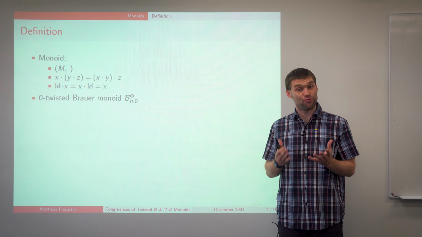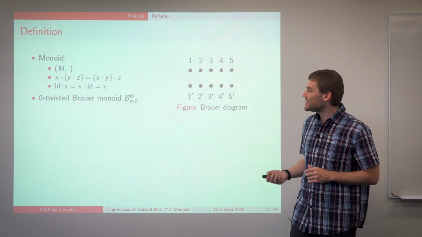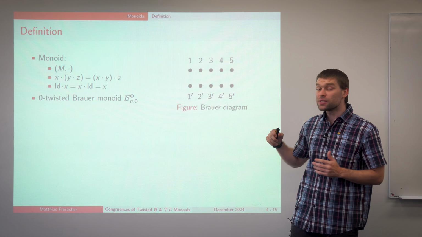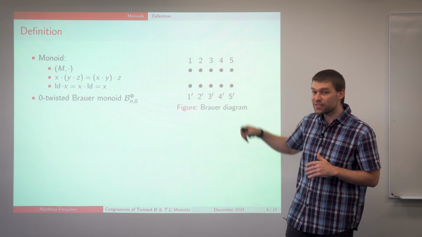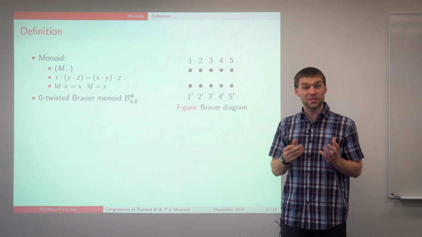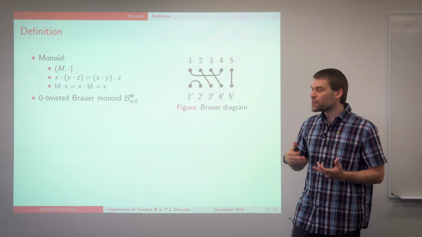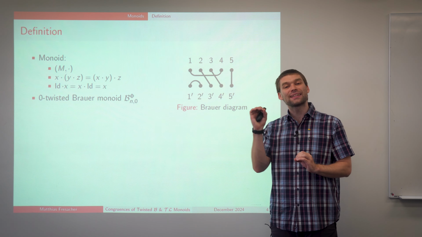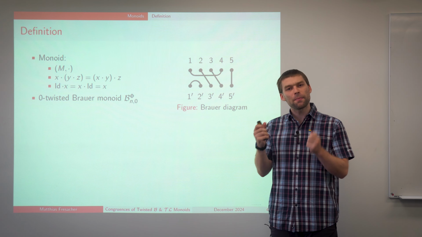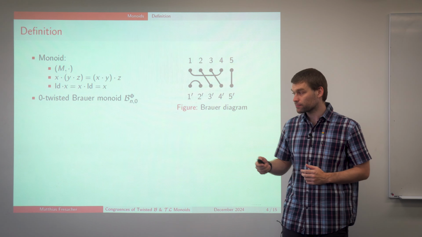The zero-twisted Brauer monoid. This has as its elements the Brauer diagrams, which are usually pictorially depicted by two rows of vertices. And what makes two different diagrams different are their edges. So the Brauer diagrams have the condition that every vertex must be connected to exactly one other vertex. A pairing up of vertices, if you will.